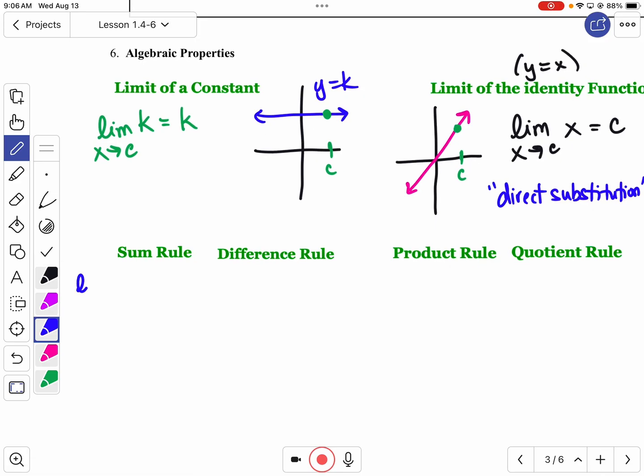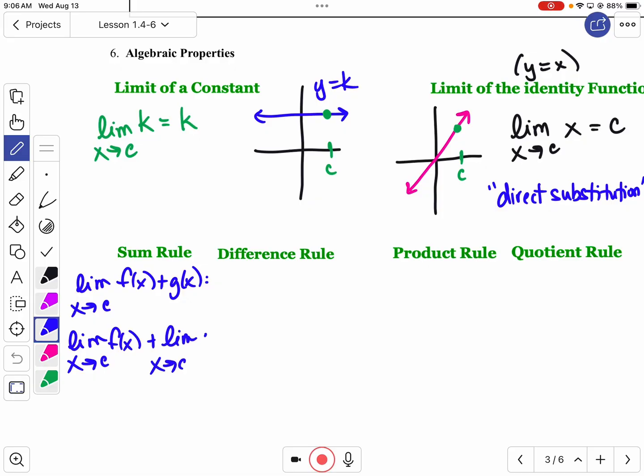So if I take the limit as x approaches c of f of x plus g of x, one way to think about that would be like x plus 7. Okay? I can separate it. All right? It's two separate limits. The limit as x approaches c of f of x plus the limit as x approaches c of g of x, okay? The good news, it's true for all operations.